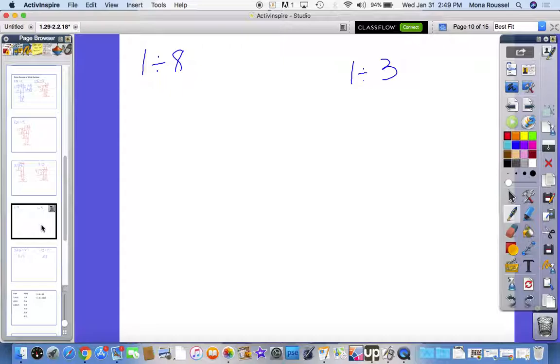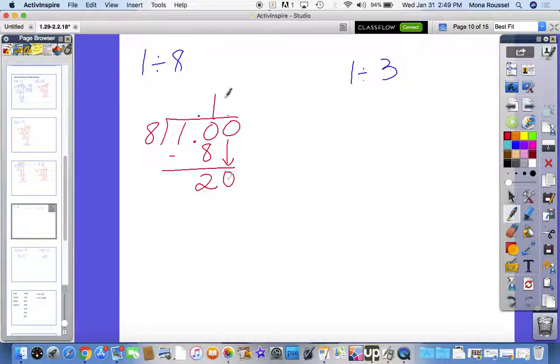If we have a problem like 1 divided by 8, the 8 is the divisor, and 1 is the dividend. 8 doesn't go into 1, so we're going to add a decimal and 0. 8 goes into 10 one time, and we still get a remainder of 2, which is less than the divisor, so we add another 0 and bring it down. 8 goes into 20 2 times.